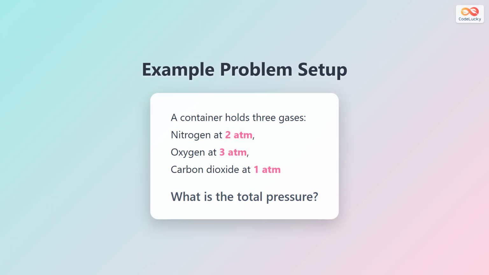Let's work through a practical example to see Dalton's law in action. Suppose we have a container that holds 3 different gases. Nitrogen has a partial pressure of 2 atmospheres, oxygen has a partial pressure of 3 atmospheres, and carbon dioxide has a partial pressure of 1 atmosphere. Our question is straightforward. What is the total pressure inside this container? This is exactly the type of problem Dalton's law helps us solve quickly and easily.